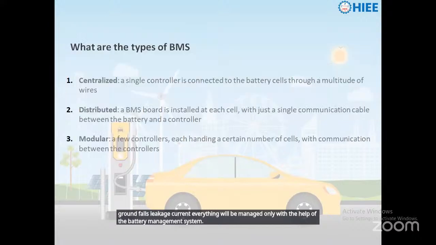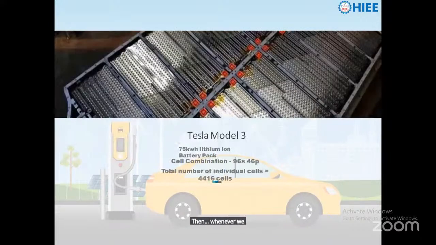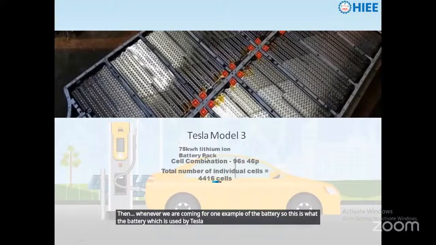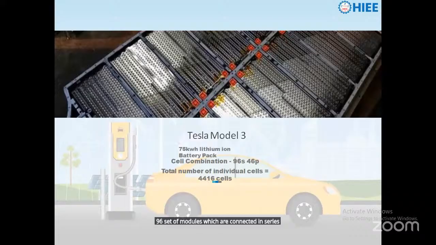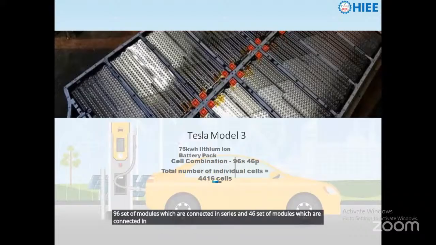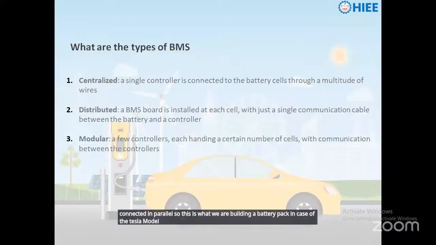Then let's come to one example of a battery. This is the battery used by the Tesla Model 3 vehicle, where I have a 75 kilowatt hour battery, in which I have 4,416 cells, which are converted into 96 sets of modules connected in series and 46 sets of modules connected in parallel. So this is how we build a battery pack in the case of the Tesla Model 3 vehicle.